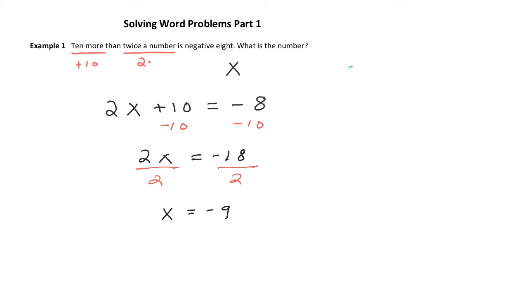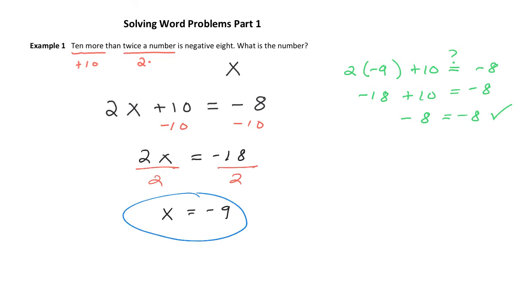So we could double it and add 10 and just verify that it is in fact negative 8. And it will work because 2 times negative 9 is negative 18, and negative 18 plus 10 is negative 8. So this is in fact a true statement, meaning x equals negative 9 is in fact the solution.